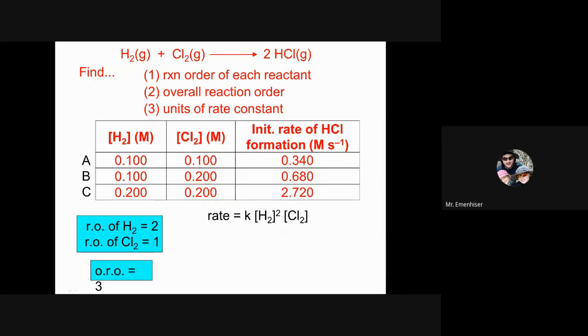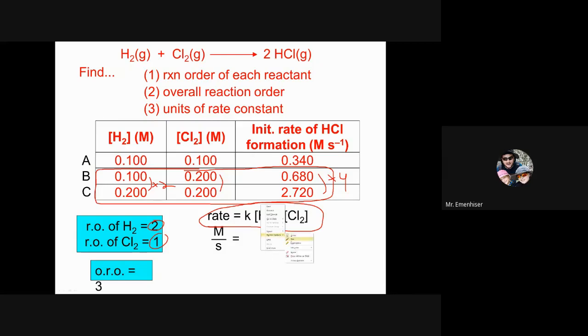Now for the hydrogen, we have to compare experiment B to C. We see that the concentration is doubled while the concentration of chlorine is held constant, and we see that the rate from experiment C is 4 times the rate from experiment B, which is a second order with respect to hydrogen. And then I got my overall order of my reaction, and I got my rate law. All right, so just practice justifying that. We'll do some of that as well.